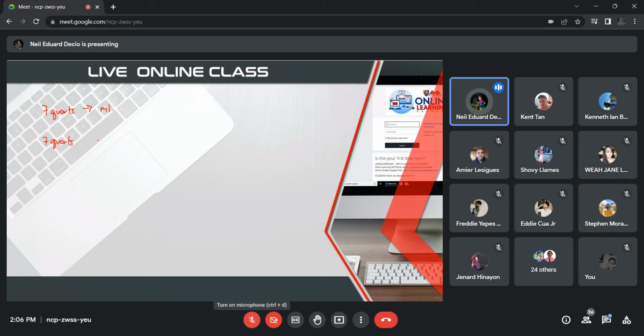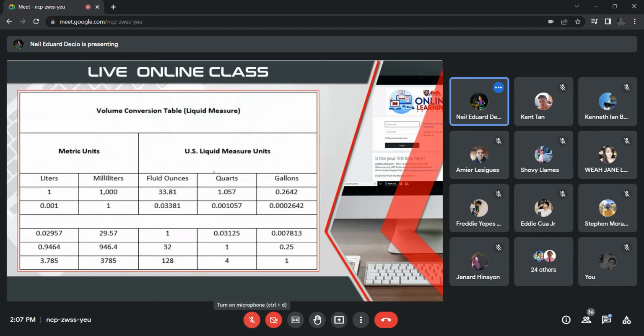And then, pwede naman natin, diretso nga to ml. Okay. So, 1 quart is equal to how many milliliters? Okay. So, according to the table, 1 quart is equal to 946.4 milliliters. Okay? So, isusulat lang natin.